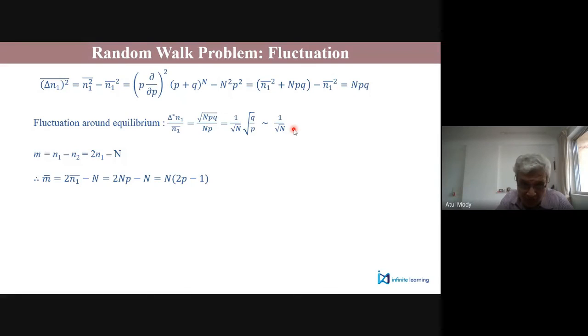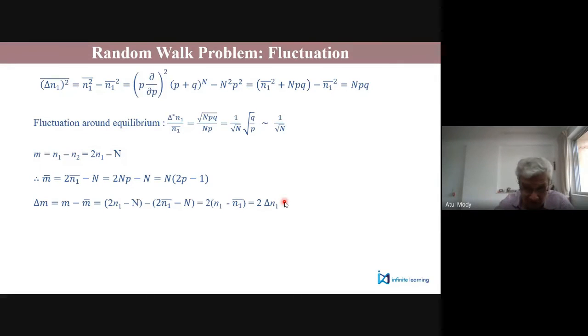Okay, this equation we have already talked about. So the average number of steps taken in forward direction here will be 2n1 bar minus capital N. You remember we have taken m equal to 2n1 minus capital N. So that will become n times 2p minus 1, or of course you can write it as p minus q also. So the deviation from average value is turning out to be 2 times n1 minus n1 bar, which is 2 times delta N1. We would call this delta M1.